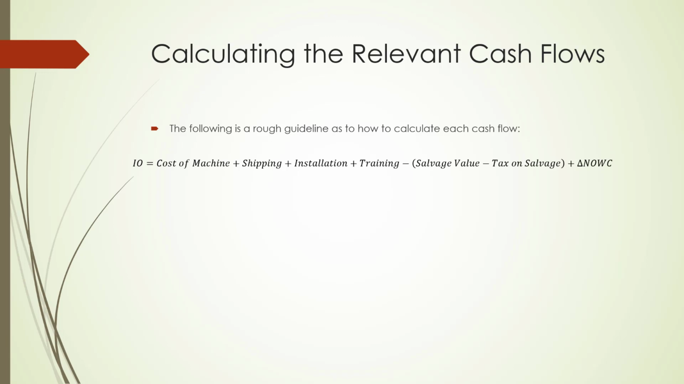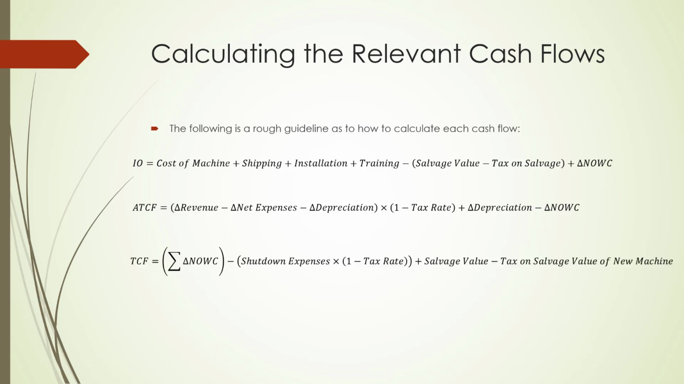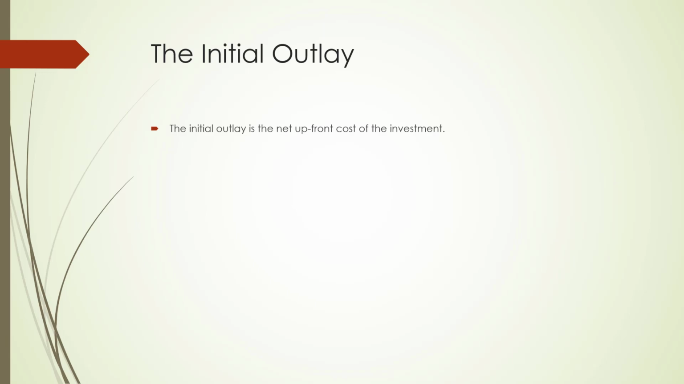But here's a formula for initial outlay, the after-tax cash flow. Now notice in this formula, by the way, that I have delta revenue, delta net expenses, delta depreciation. Delta stands for the change, and these are the incremental revenue, the incremental expenses, and the incremental depreciation. So remember, the cash flows must be incremental, and that's what that delta represents. And then finally, we have the terminal cash flow. Again, I'll talk about each of these here in just a second. So let's start with the initial outlay.